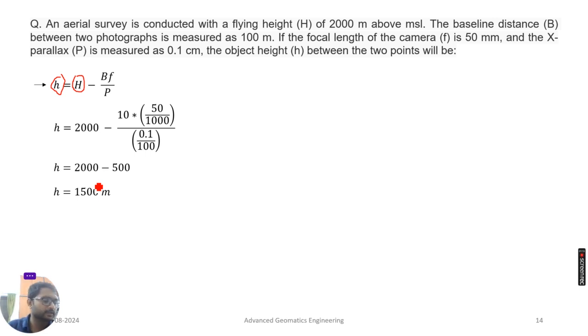Just go through this once. We have h equal to capital H minus bf divided by p, where h is the height of the object, capital H is the flying height above the mean sea level, b is the baseline distance between these two photographs, f is the focal length and p is the parallax.